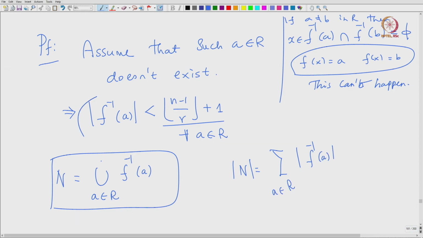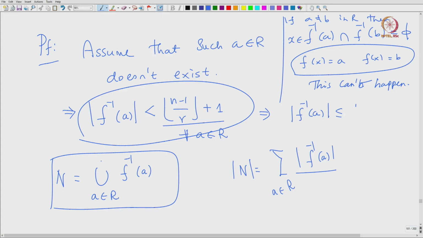Now with this assumption we can see that each pre-image cannot have more than n minus 1 choose R elements. So, this immediately implies the cardinality of f inverse of A is less than or equal to the floor of n minus 1 divided by R. Okay. So, then if we substitute that, we get that this is less than or equal to the summation of the floor of n minus 1 divided by R, where A runs over R.